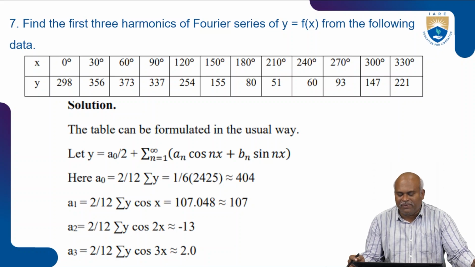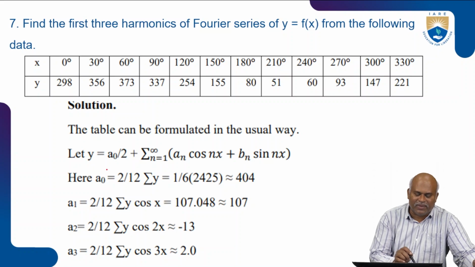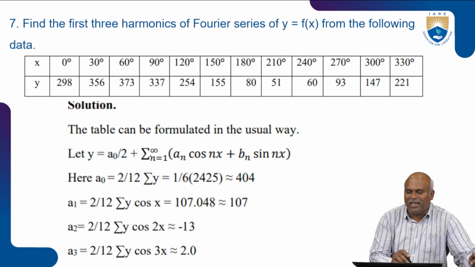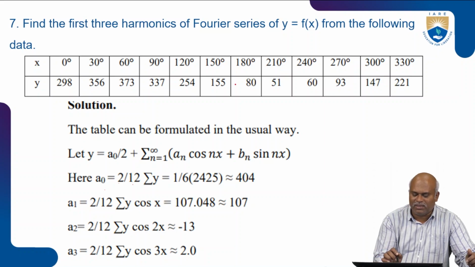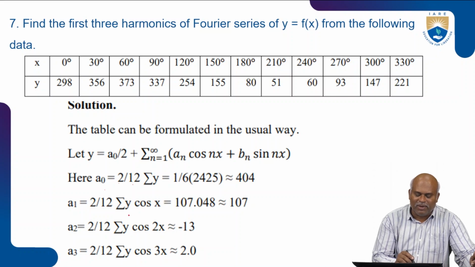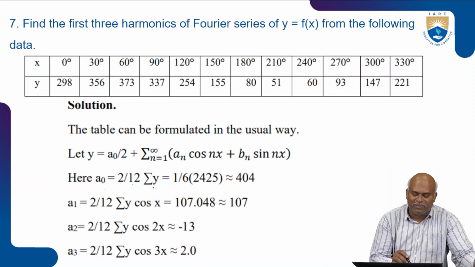As the table can be formed, usually we consider y is equal to a0 by 2 plus the trigonometric Fourier series, summation of n equal to 1 to infinity a n cos n x plus b n sin n x. Means a0 is equal to 2 by 12. How many numbers are there? We have 12 numbers. 2 by 12, previously we took 6 numbers. That's why 6. Then a1 is 2 by 12 summation of y cos x. a0 is equal to 2 by 12 summation of y.